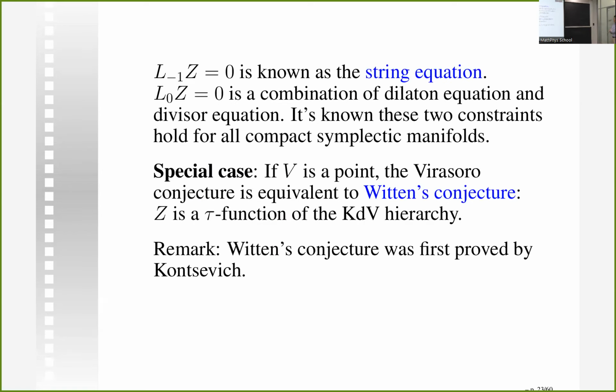Okay, so L_{-1} Z equals 0. That's the first equation, which is actually a known equation. It's also called the string equation. This just tells us how to compute the Gromov-Witten invariants when one of the insertions is the identity. So it's very simple. This is not true for symplectic manifolds.